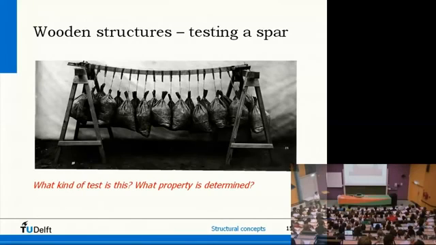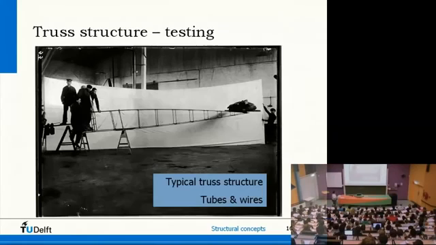Testing in those days, also very nice pictures about that. Here you see, for instance, a beam which is tested. What kind of test is this? Well, the stiffness, or maybe the strength. You are going to test its full strength. And then you can tell whether such a beam is strong or stiff enough. You see, it's very simplistic in these first days.